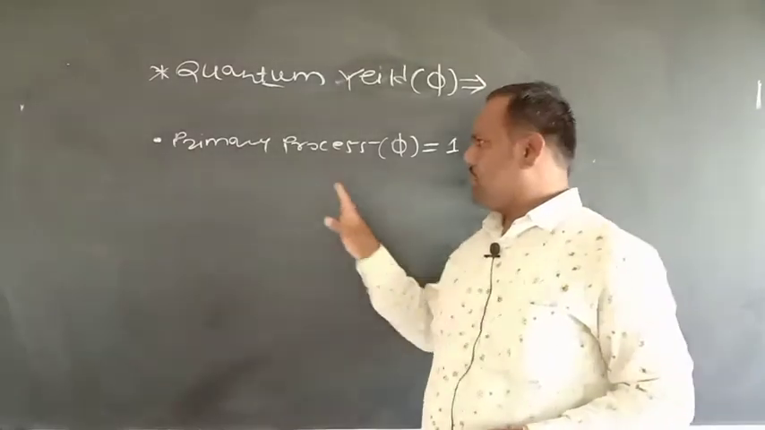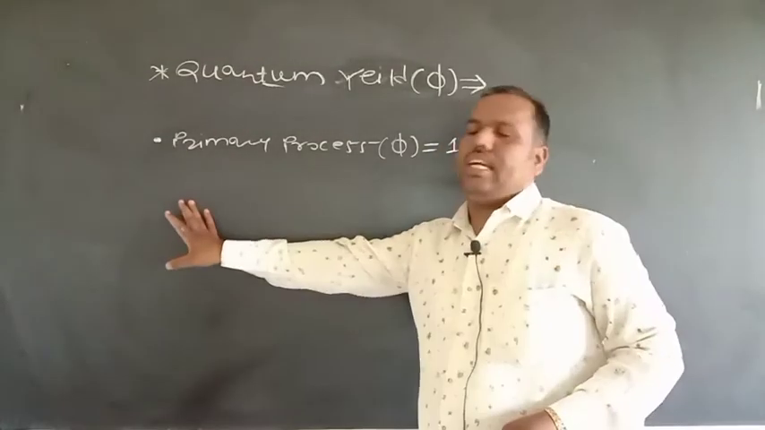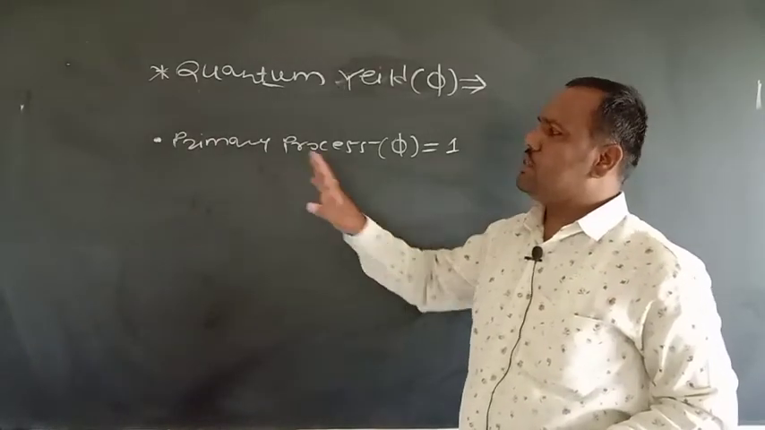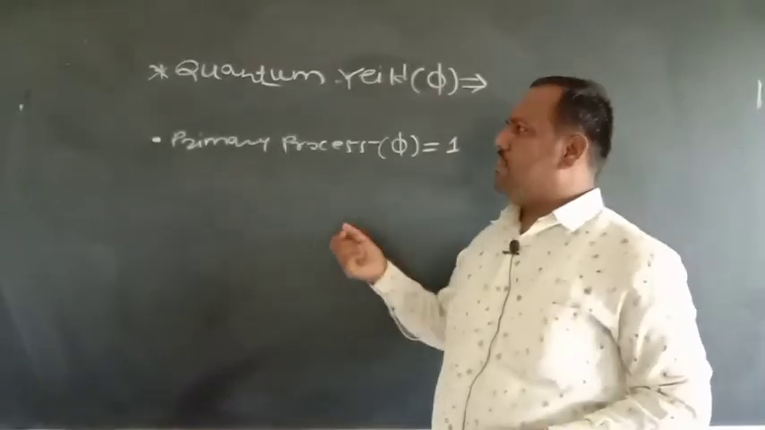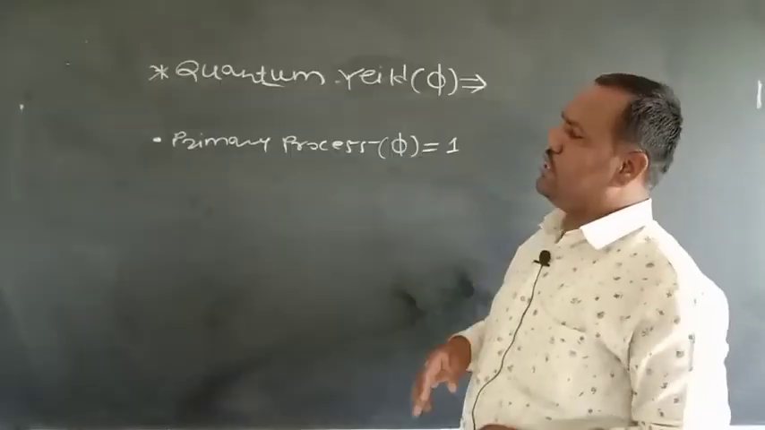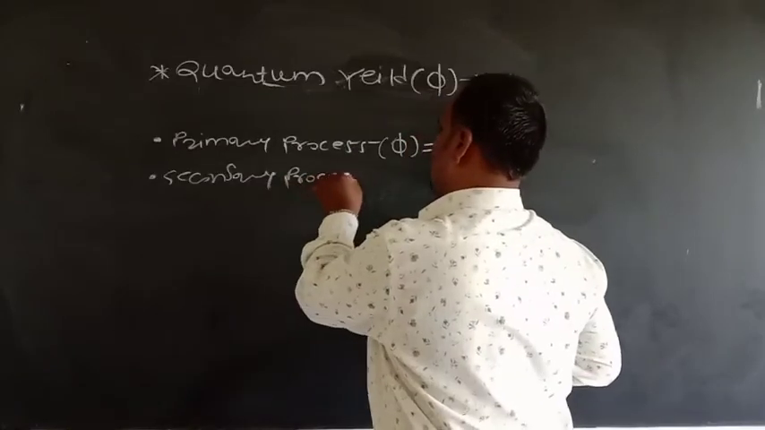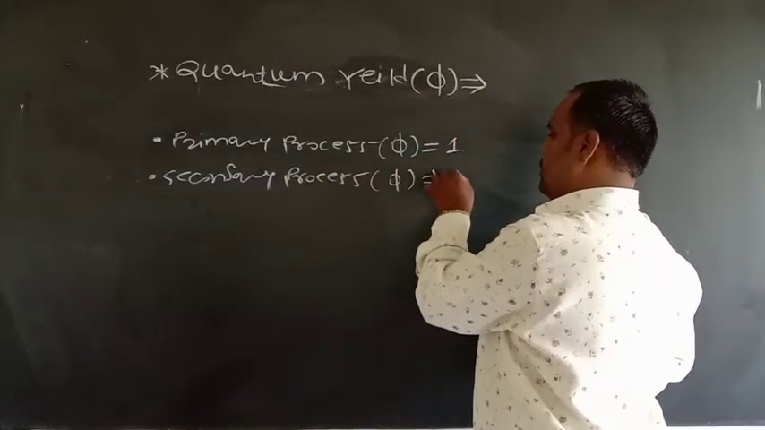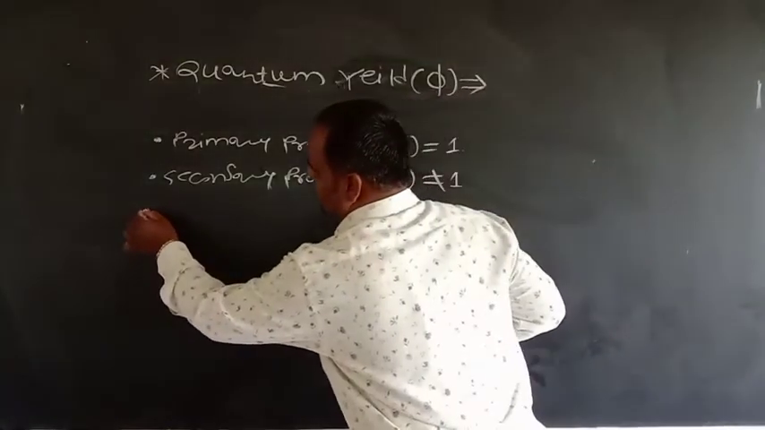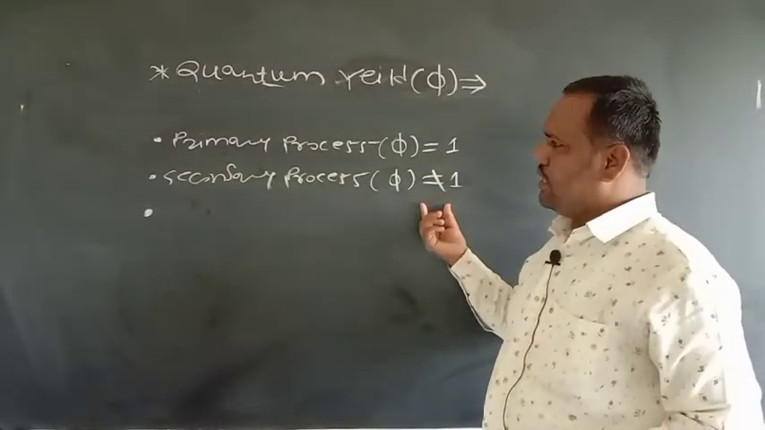Quantum yield equal to 1 or unity is only applicable for primary process. It is not applicable for secondary process, that is important. So phi equal to 1 is only applicable for primary process, not for secondary process. The primary processes are very limited, and therefore we will discuss the secondary process, and for the secondary process the value is not equal to unity. That is very important. This value, the quantum yield or phi value, will deviate from unity for the secondary process. It will show large deviation from unity.